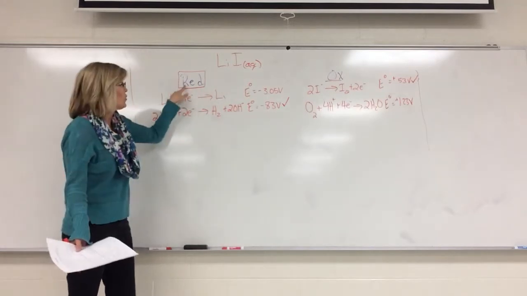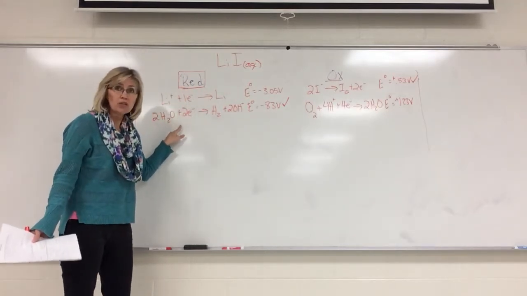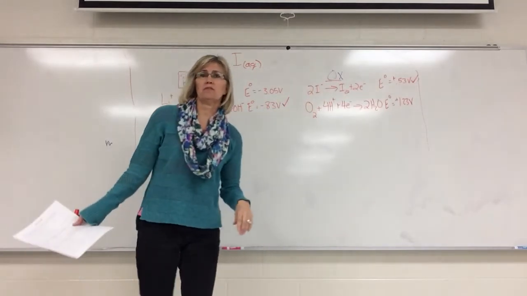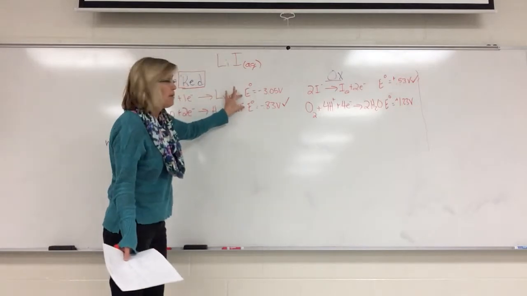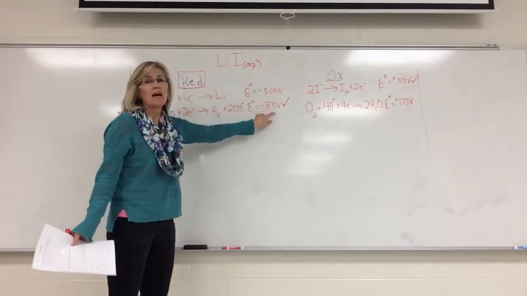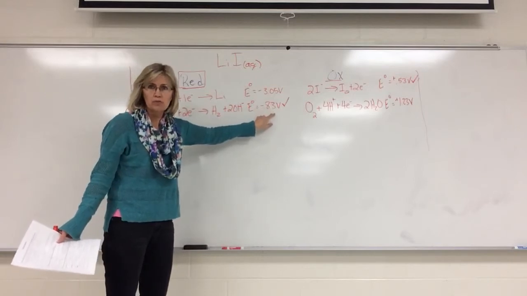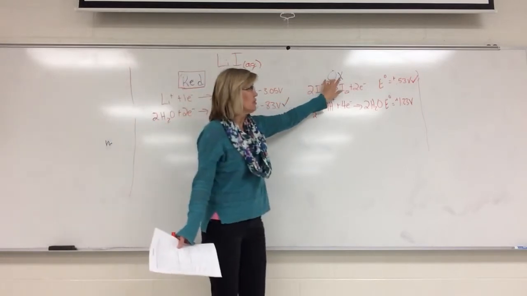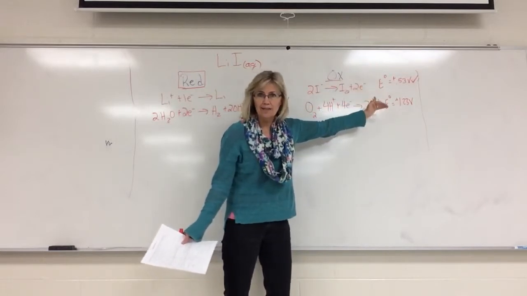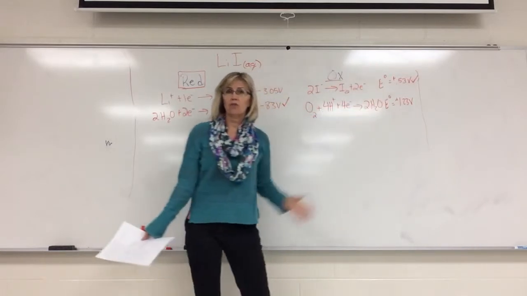You just have to remember which one is competing with the reduction half reaction and which one is competing with the oxidation half reaction. And then you compare the E-values. For reduction, whichever one has the highest reduction will be reduced. For oxidation, whichever has the lowest reduction will be oxidized. All right? So those are the things.